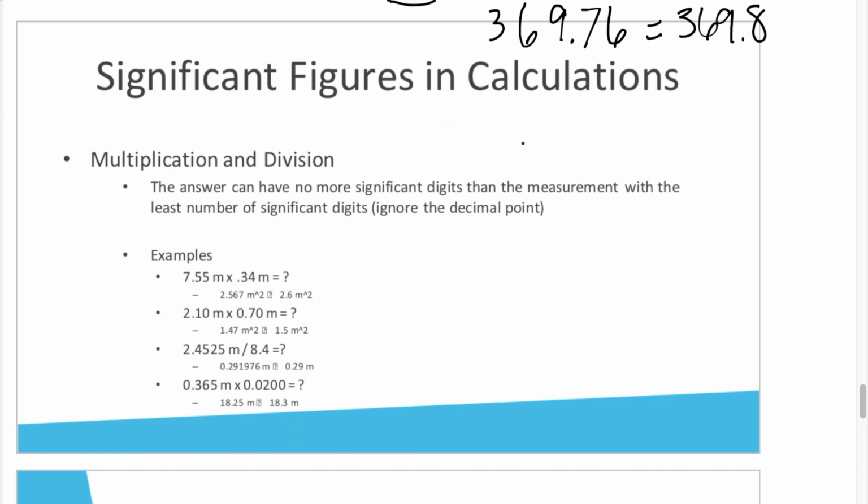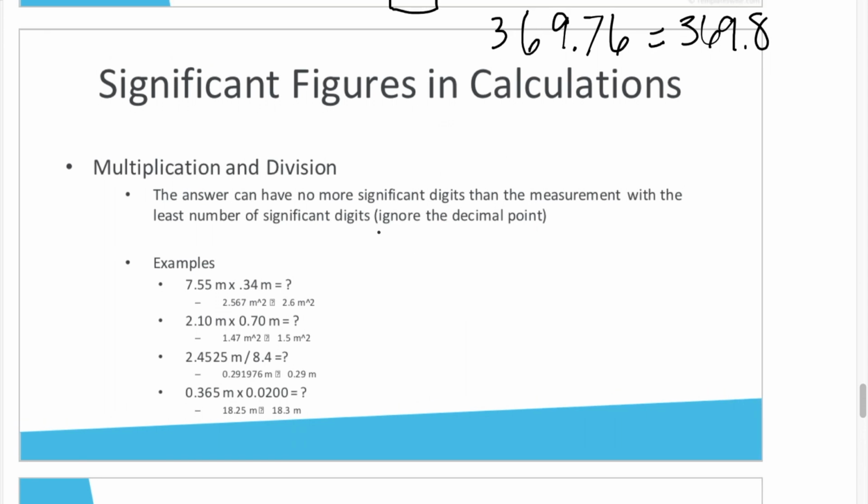Whenever you're multiplying, you will keep however many the least amount of significant figures there are. So for 7.55 times 0.34, the answer to that, whenever you multiply it, is 2.567, okay? And then our next step is to count the significant digits. So 0.34 has 2 significant digits, and 7.55 has 3. So because 2 is our limiting factor, we have to round off to 2 significant digits, which would be 2.6.